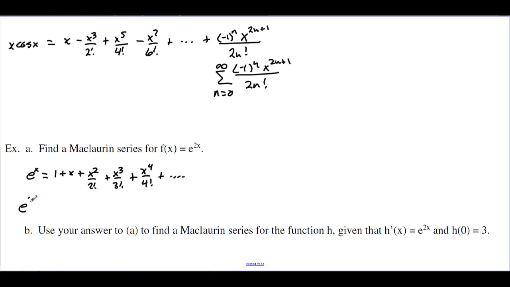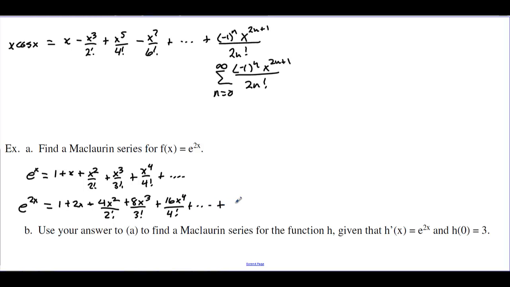Now we want e to the 2x, so we're replacing x with 2x. We have 1 plus 2x plus 4x squared over 2 factorial plus 8x to the third over 3 factorial, and then plus 16x to the fourth over 4 factorial plus, keep on going.